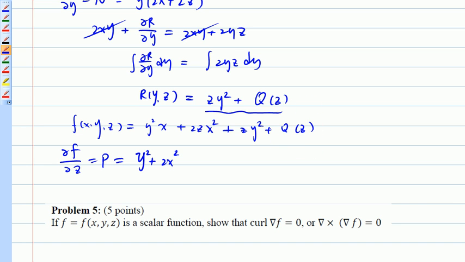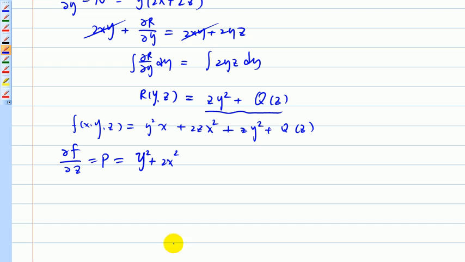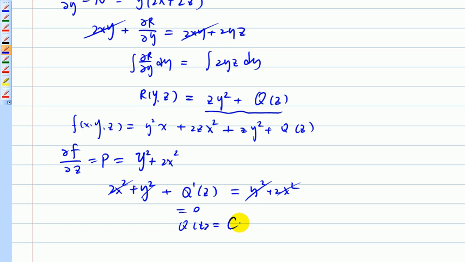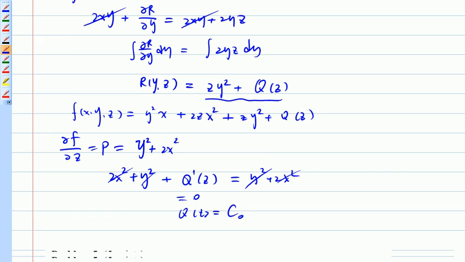Then take the partial derivative of this whole term with respect to z, and you get an equality on both sides. The partial derivative of this whole term goes down to 2x squared plus y squared plus q prime of z. This is only a z function, so I can just use prime to represent it. Y squared plus 2x squared. So you actually get everything cancelled, so this term equals 0. This term being 0 basically means q equals a constant c. So that's how you get everything for f(x, y, z).